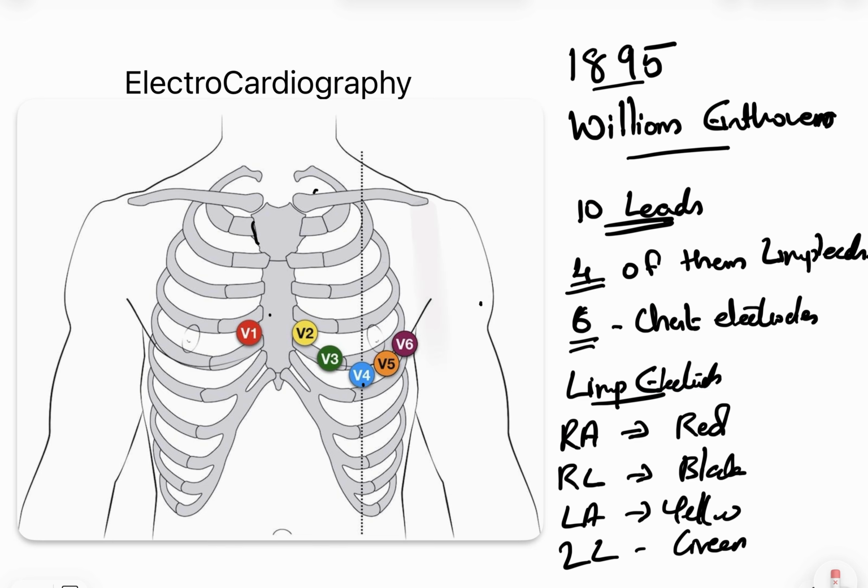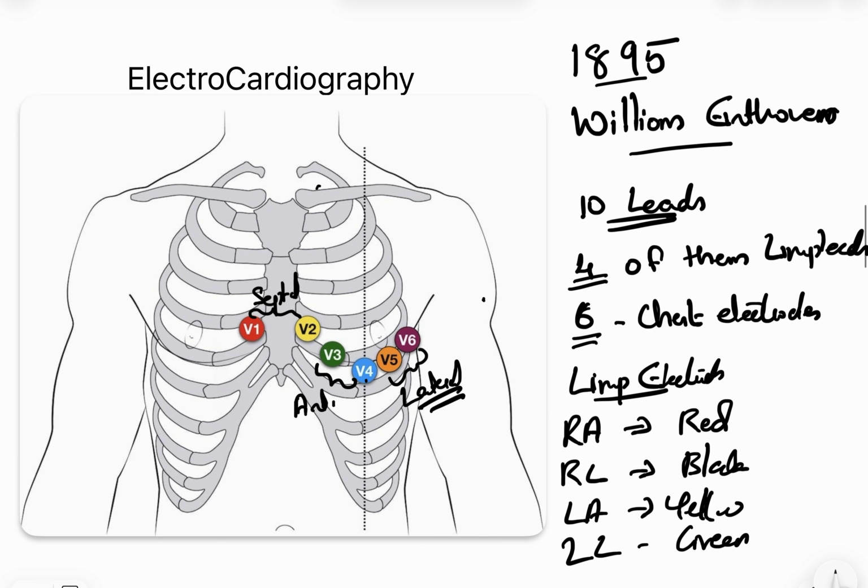They are on the fourth intercostal space on the right and left side of the patient. These are septal electrodes. And to the anterior of the patient, V3 and V4 are anterior electrodes. V5 and V6 are lateral electrodes. And also remember the space they belong to: V1 and V2 are in the fourth intercostal space.